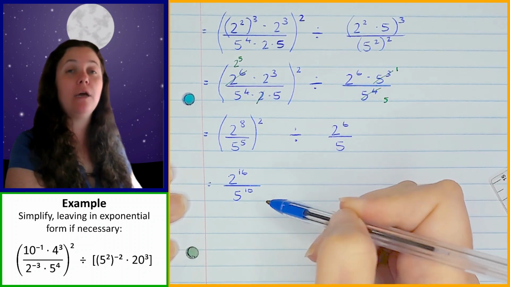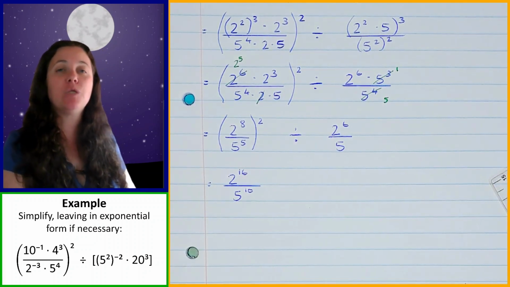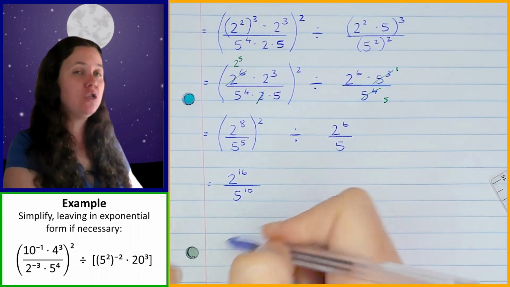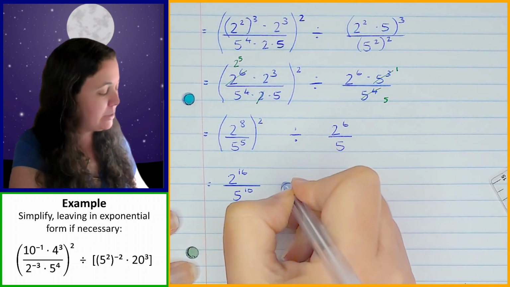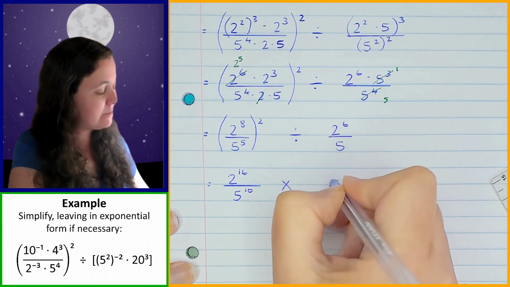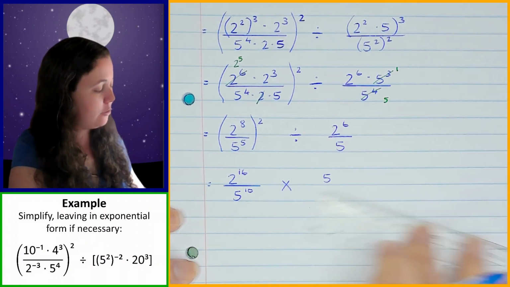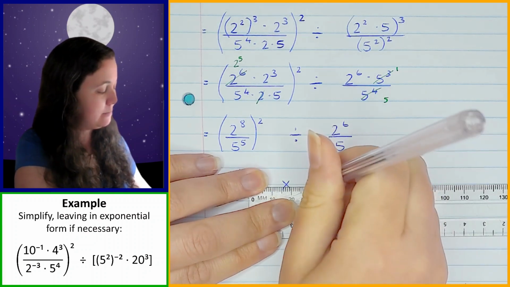Now, we know when we are dividing common fractions, we need to tip and times. So I'm going to do that now, so I'll be ready to do my cancelling and my timesing in the next step. So I'm going to tip and times now, and that gives me times 5 over 2 to the power of 6.